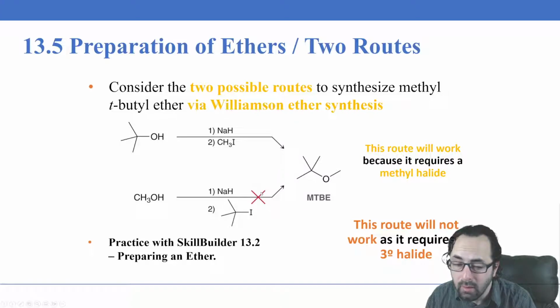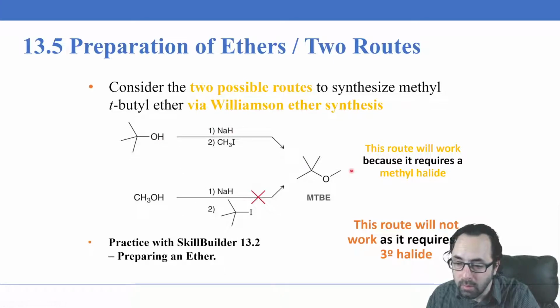But let's say you want to synthesize MTBE. Well, you've got two choices. You can start with the tert-butyl side. So you start with tert-butanol, and then you can add the methyl side with methyl iodide after deprotonating the alcohol and doing the Williamson ether synthesis.